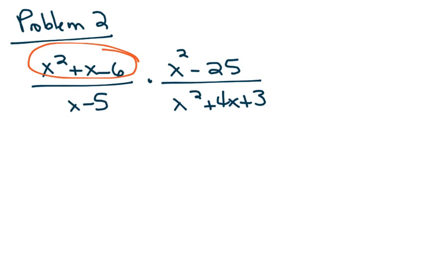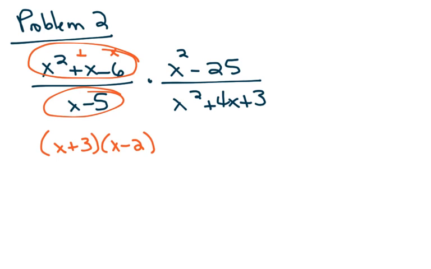So I'm going to start with the numerator of the first fraction. There are two numbers that multiply to give you -6 and add to give you +1. Those two numbers are +3 and -2. The denominator, however, is linear and cannot be factored. We're just going to leave it as x minus 5.